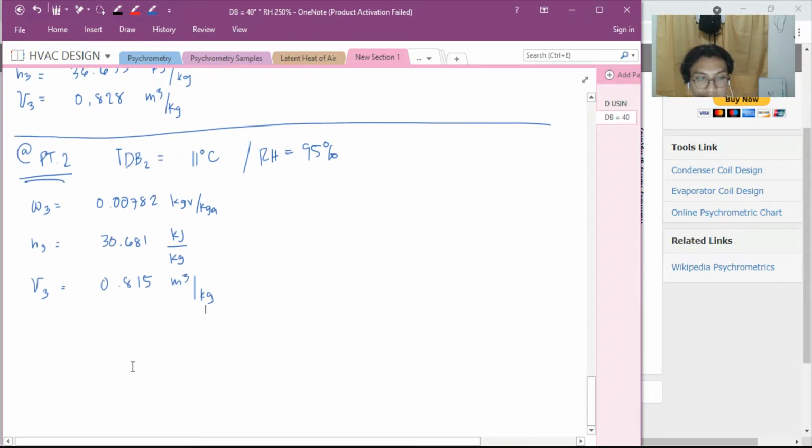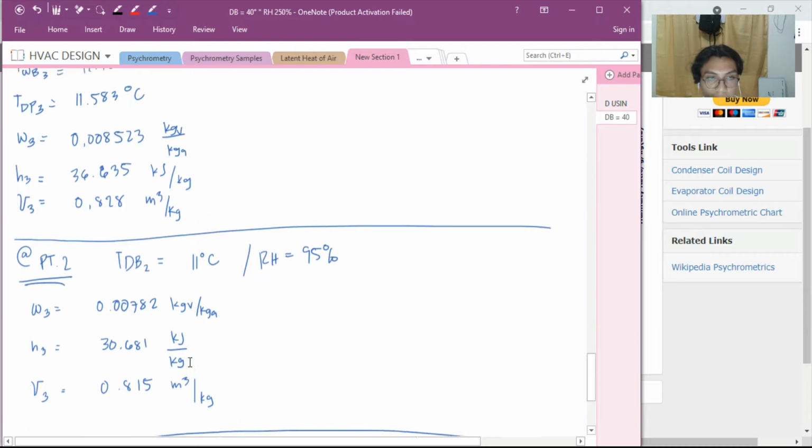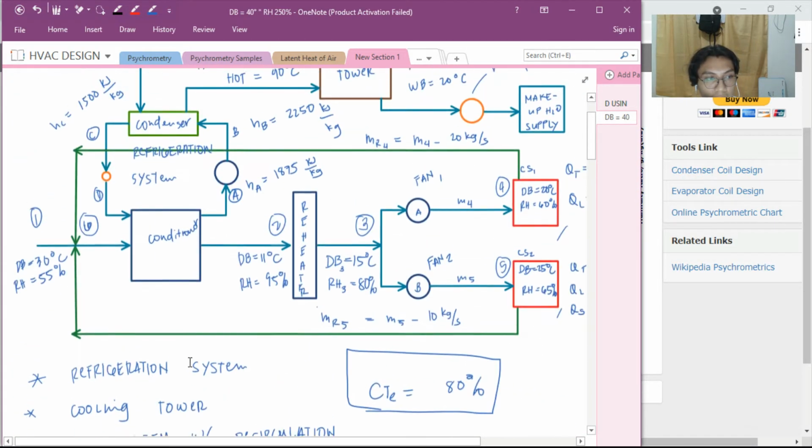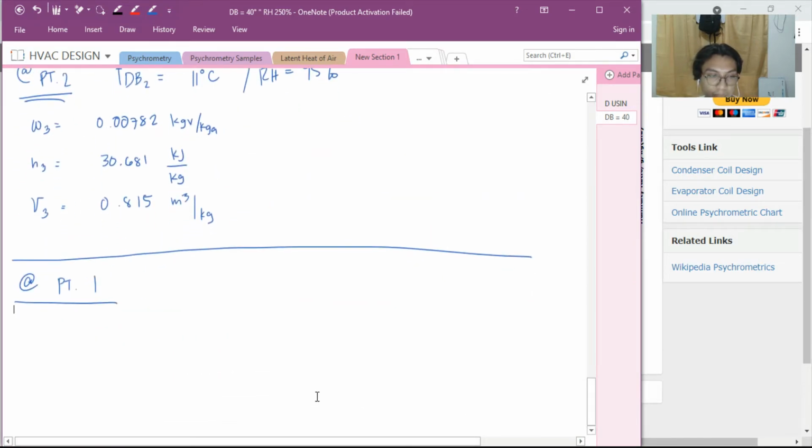Balik tayo naman sa point 1. Pabaliktad ko siyang sinusolve. At point 1, papalabas ng outside air. So, you are given there ng 30 and 55. Temperature, dry bulb 1, that is 30 degrees Celsius. And RH is at 55%.